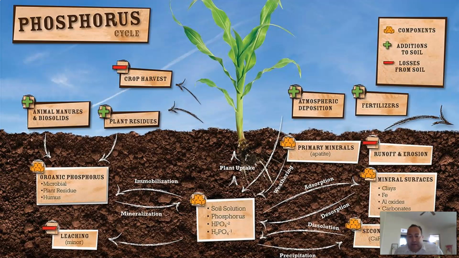And then how do we lose phosphorus? We can get it to precipitate to secondary components, or it can be adsorbed by the mineral surfaces like the clays, the irons, aluminum oxides, or carbonates. And then you also have runoff and erosion, where we could lose it as well.